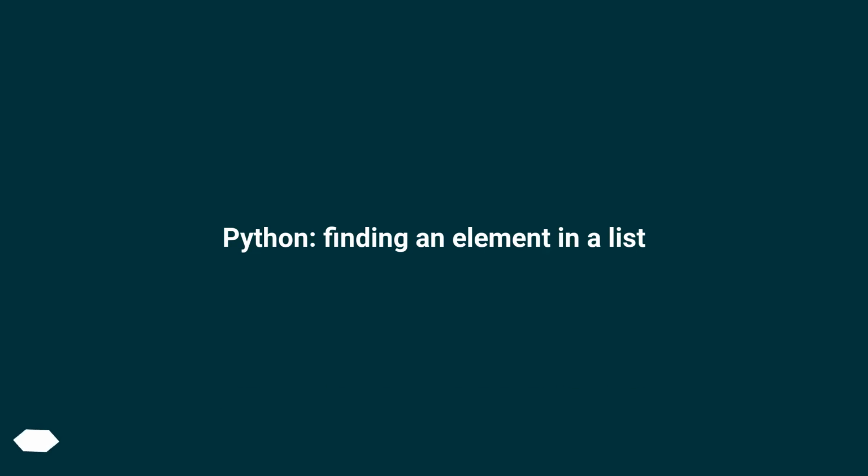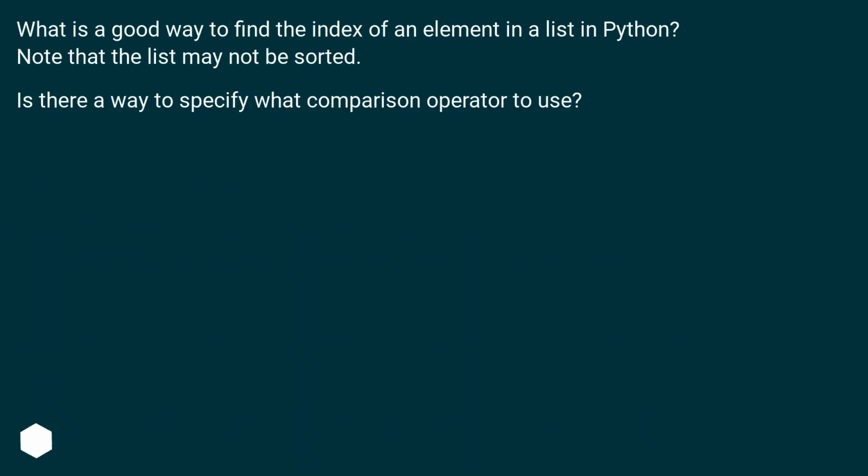Python, finding an element in a list. What is a good way to find the index of an element in a list in Python? Note that the list may not be sorted. Is there a way to specify what comparison operator to use?